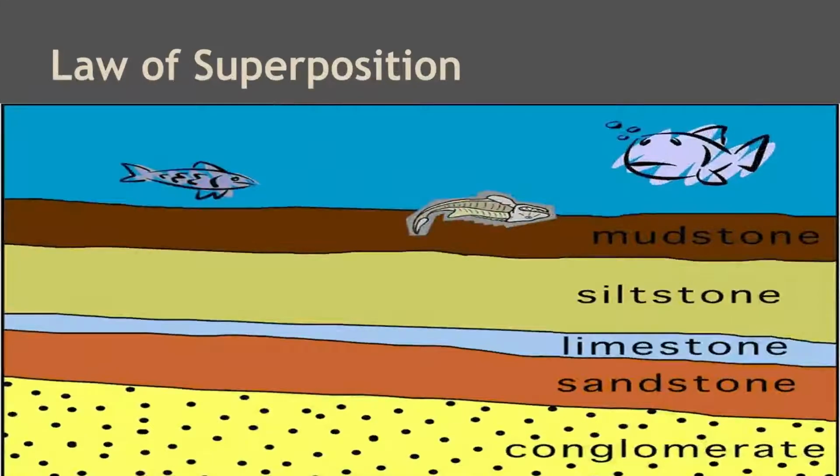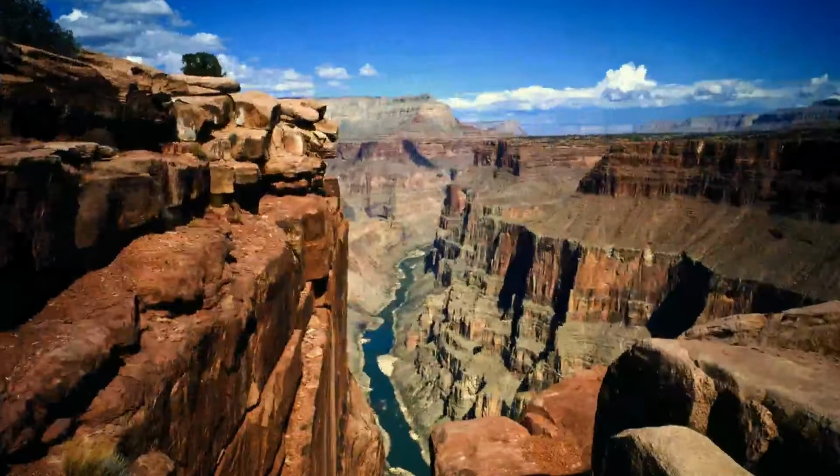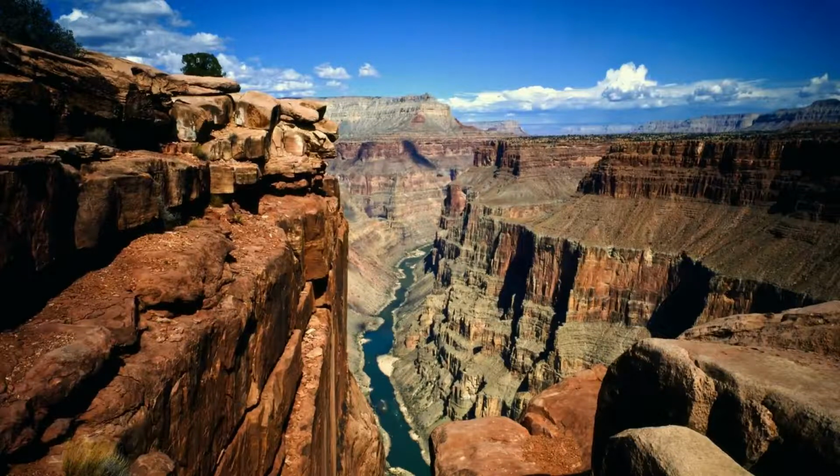So what's that say? It basically says any of the rock layers on the bottom are oldest and any of the ones on the top are the youngest. In this case, mudstone would be the youngest rock and the rock that's presently still forming, while the conglomerate would be the oldest, and it would go right in order from youngest to oldest: mudstone, siltstone, limestone, sandstone, conglomerate. This is a really basic law, and again, you could apply it right to this image. We know that the horizontal rock layers at the bottom of the Grand Canyon are much, much older than the rock layers that exist at the very top of the Grand Canyon.